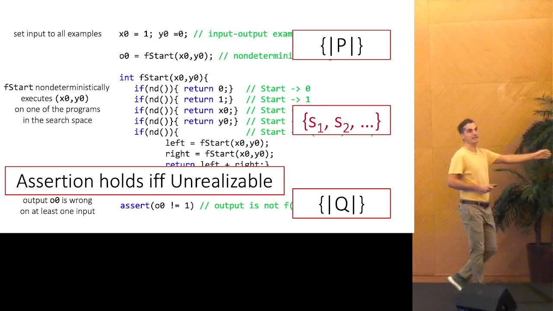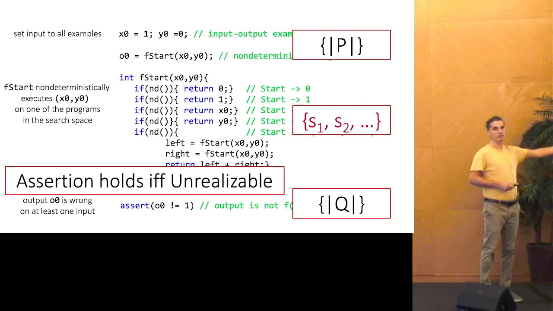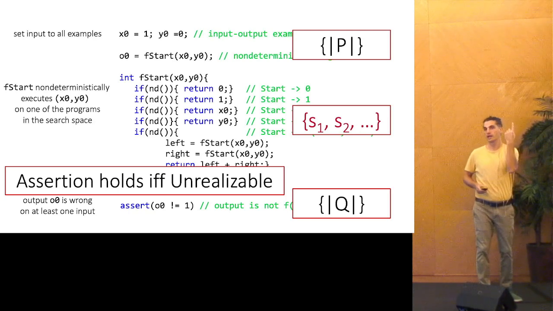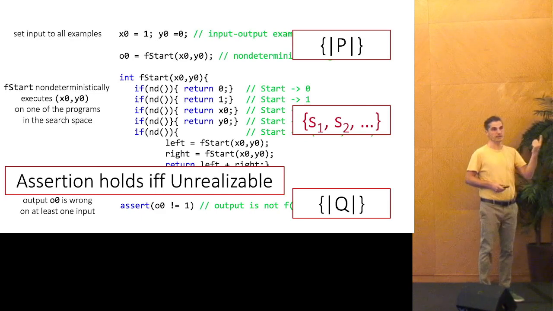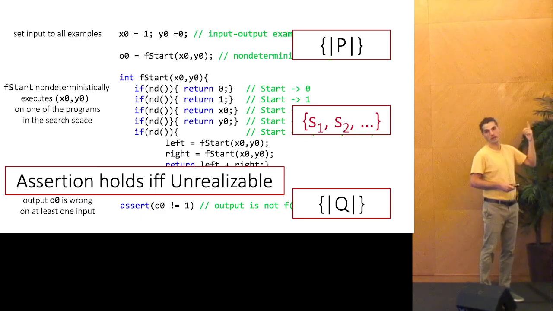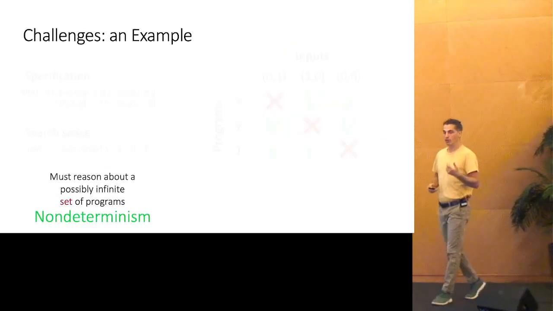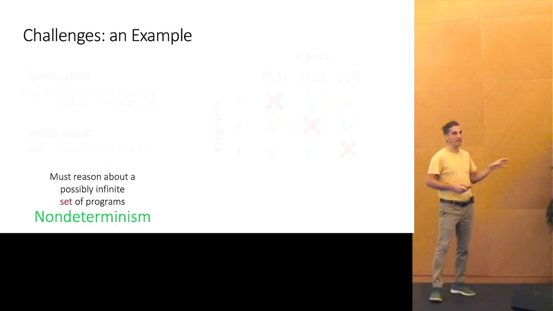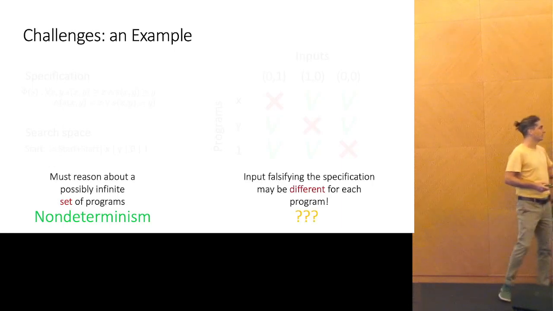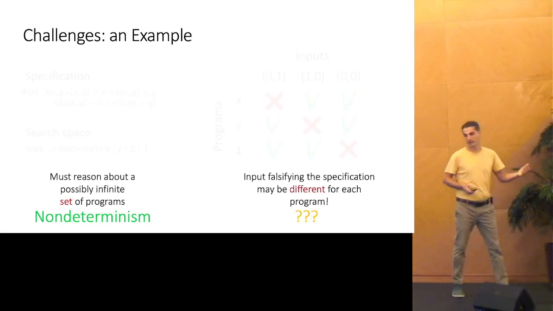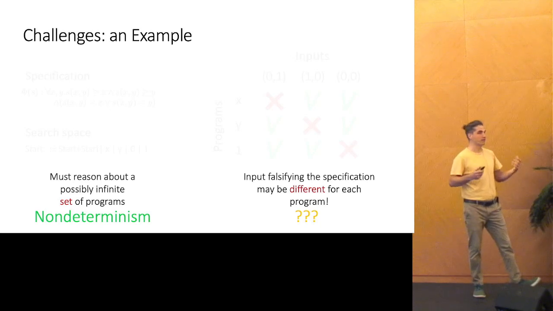So in this case, this particular problem will be realizable because there is only one example. In particular, there is a program that on input 1, 0 returns 1, the program 1. So we need to put more examples. So this works. It can handle the case that we have infinitely many programs, but it cannot guarantee that different programs falsify different examples, because I've only given you one example.